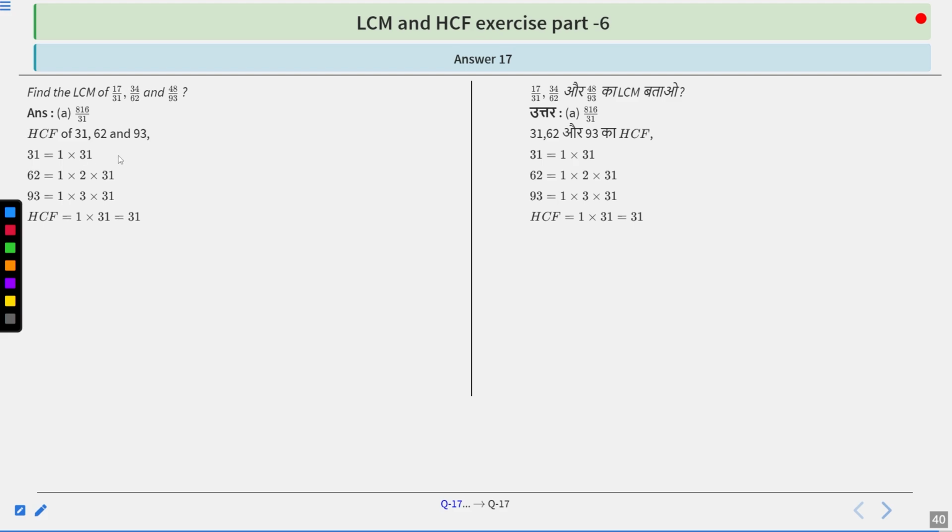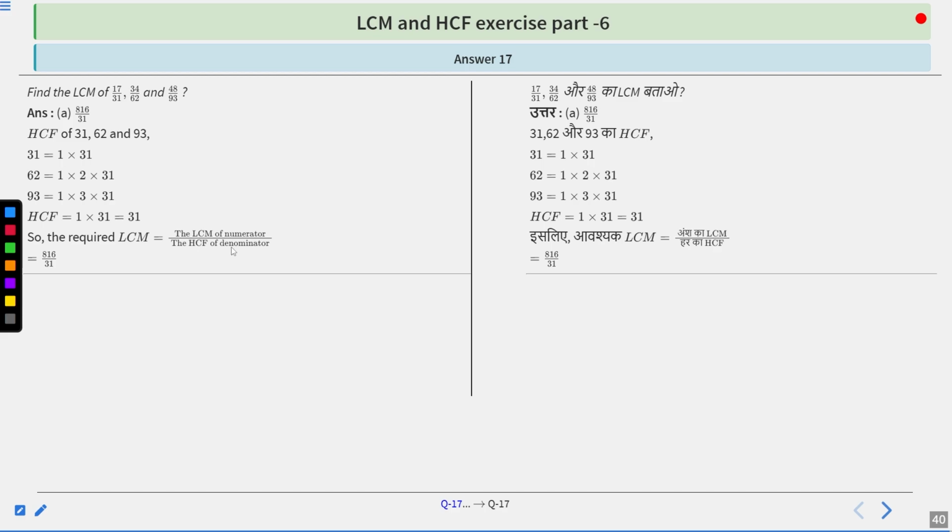Now HCF of denominators, and denominators are 31, 62 and 93. To find that also, we are going to use the factorization method. 31 has the factors 1 and 31, so 1 into 31. 62 has the factors 1 into 2 into 31, whereas 93 can be written as 1 into 3 into 31. So we can see that 31 is the only number which is present in factors of 31, 62 and 93. Therefore, HCF is 31. So the required LCM according to formula 1.5 is going to be LCM of numerator upon HCF of denominator. LCM was 816 and HCF is 31. So 816 upon 31 is the correct answer, option number A.